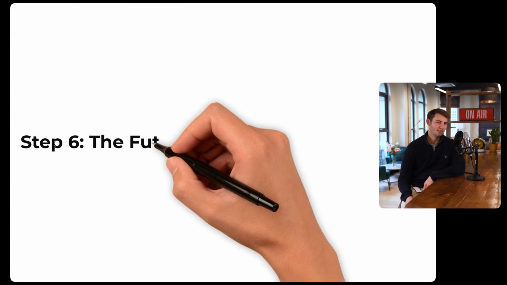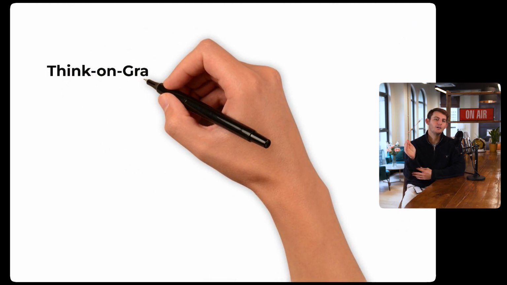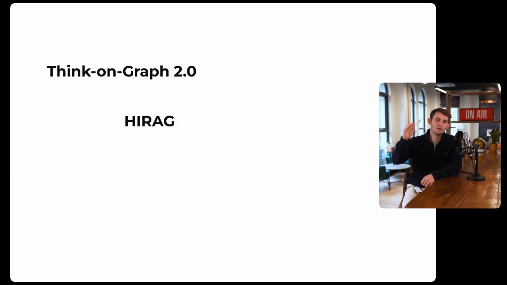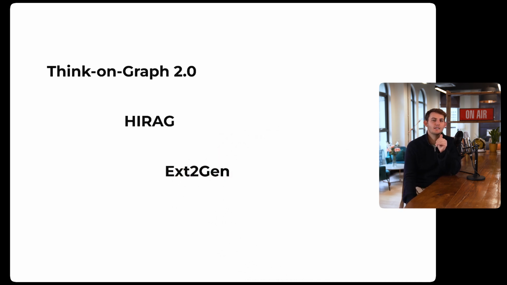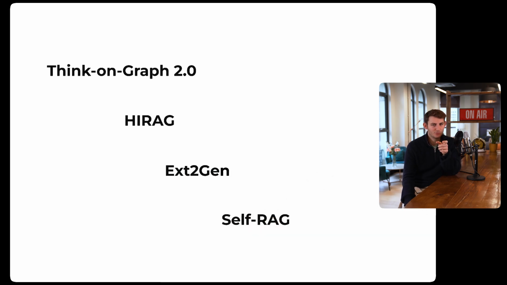Cool. So what does the future look like? Well, here's where it gets exciting. Think on Graph 2.0 alternates between graph retrieval and context retrieval to improve reasoning. HiRAG introduces hierarchical layers: filter, combine, and then reason. X2Gen extracts before generating to reduce hallucination. And then self-RAG, which I briefly touched upon, allows the model to reflect and decide if more data is needed.